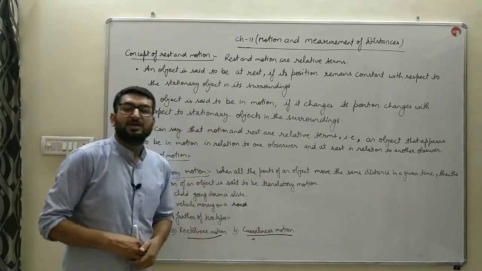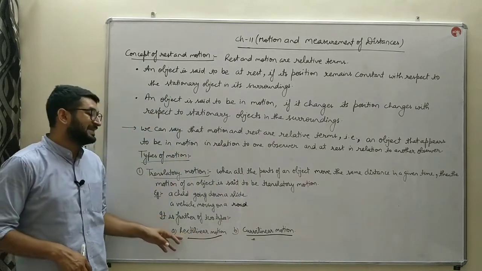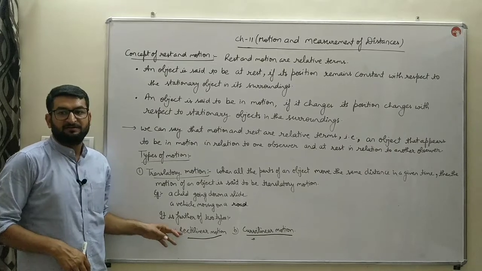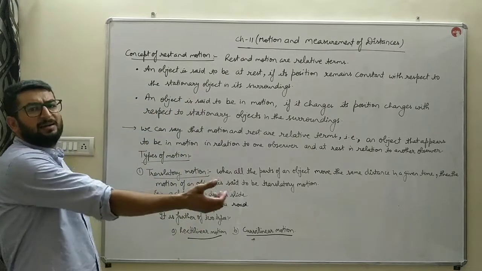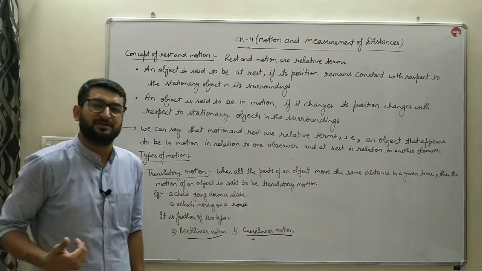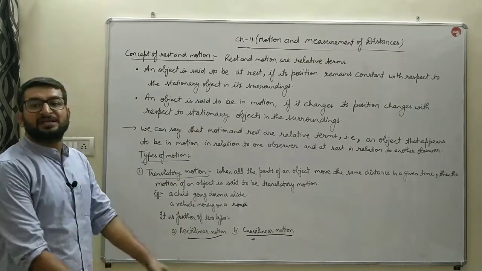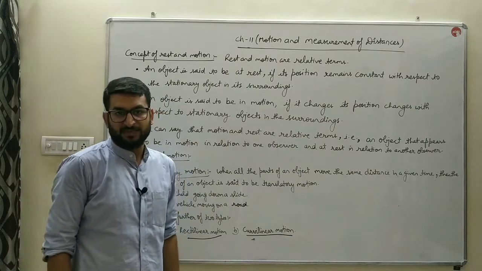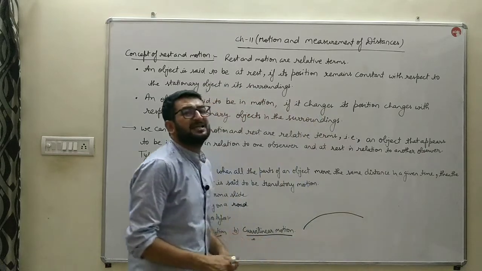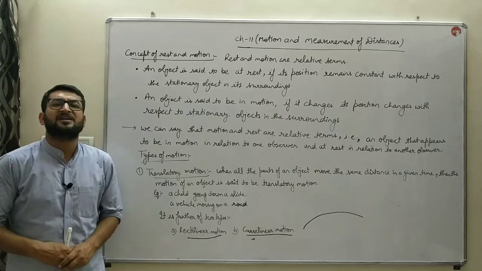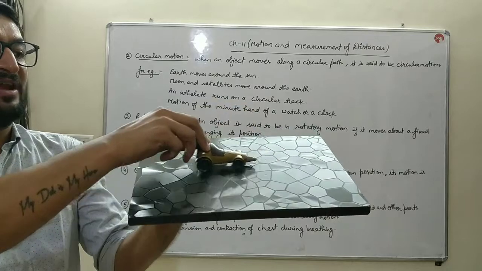What is rectilinear motion? The motion of an object along a straight path or a straight line is known as rectilinear motion. When an object moves along a straight line, that is known as rectilinear motion. The example is, I am pulling out a drawer that moves in a straight path. I am moving on a straight path, in a straight line, that is known as rectilinear motion. Next one is curvilinear motion. When an object moves along a curved path, then the motion of that object is said to be curvilinear motion. The motion of this car along this straight path.